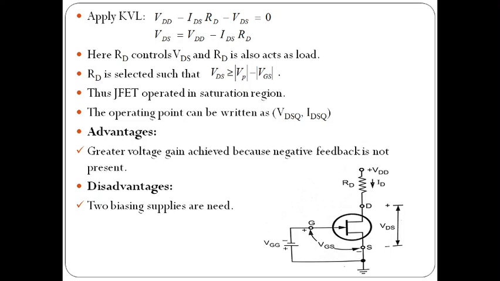So what are the advantages of this gate biasing circuit? Greater voltage gain is achieved because negative feedback is not present in the circuit. Here the source is common, it is a common source amplifier. It does not provide any negative feedback, so we can get more voltage gain. This is the advantage. The disadvantage is that two power supplies are used, one is VGG, the other one is VDD. This is the disadvantage in the gate bias circuit.